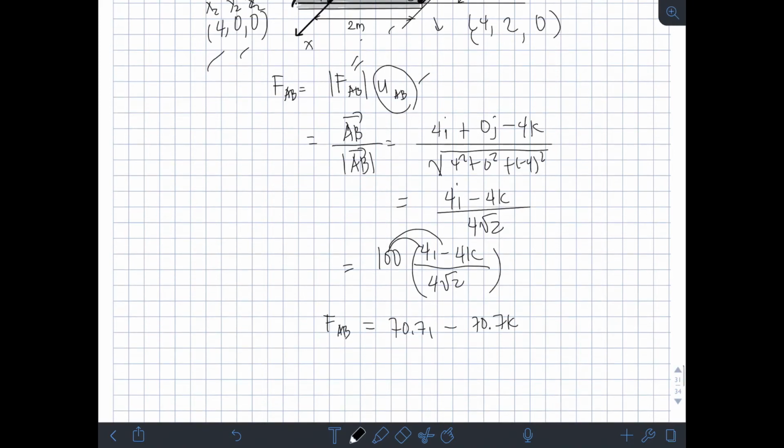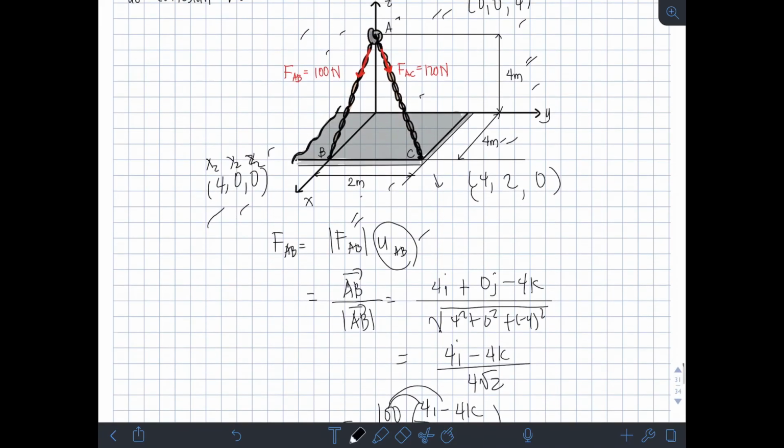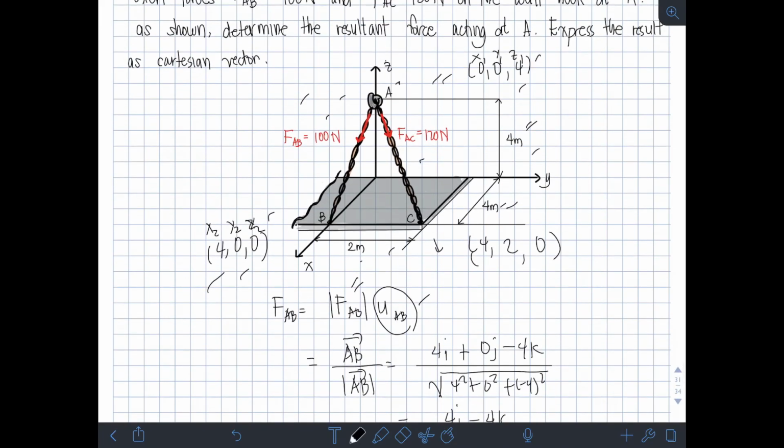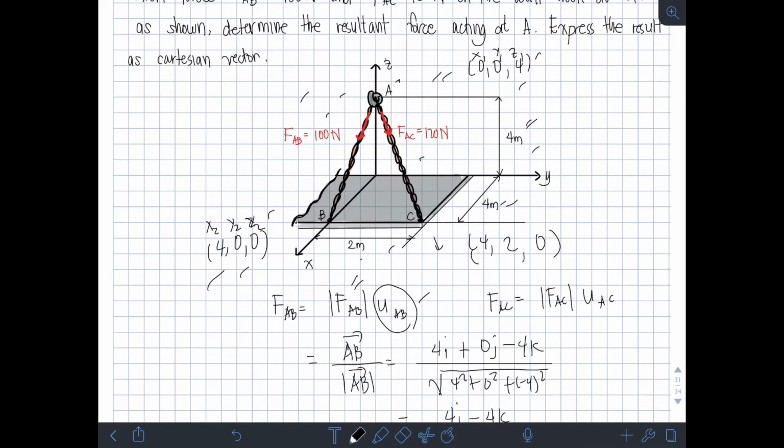Okay? Now for the force FAC, the force vector FAC is the magnitude of FAC times the unit vector in the same direction as AC. We have the magnitude of FAC, which is 120. Let's find the unit vector in the same direction as force FAC, so we find the vector AC over its magnitude.